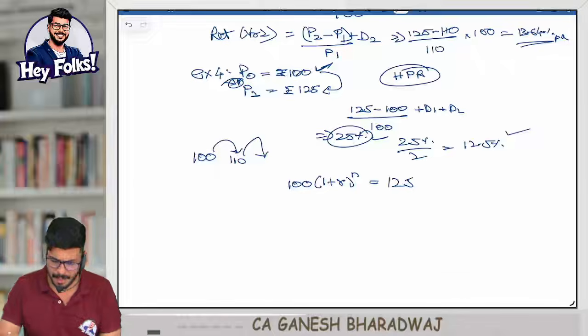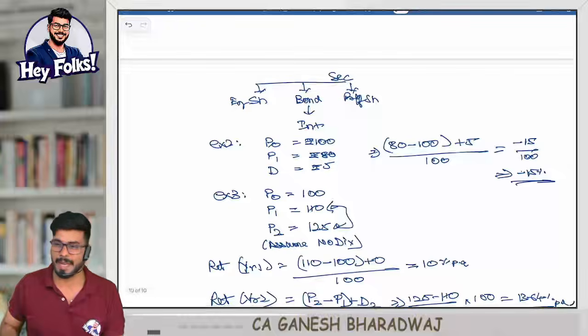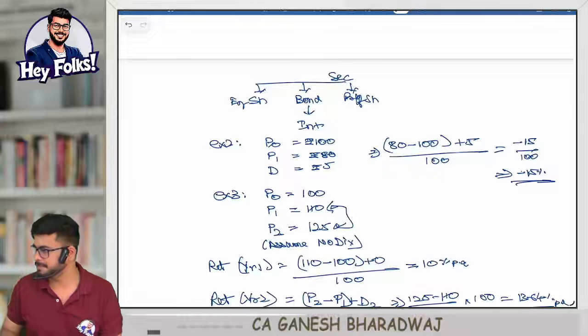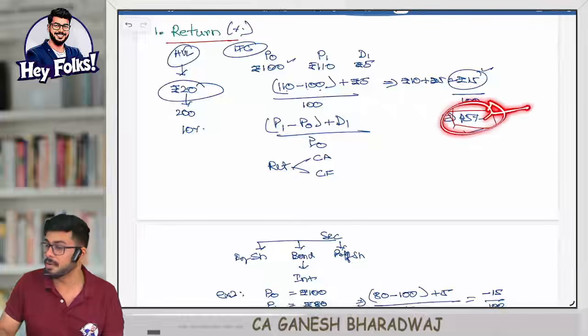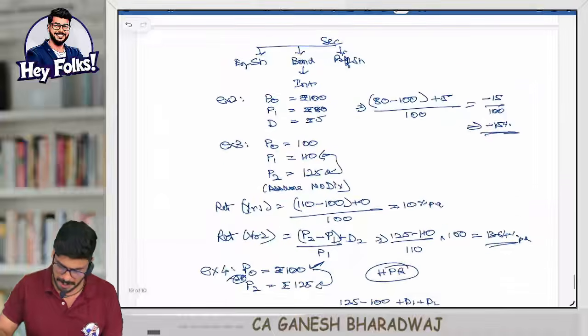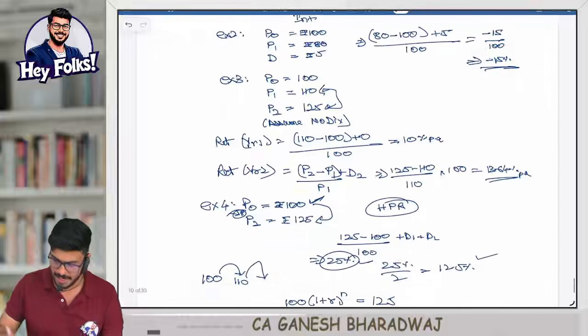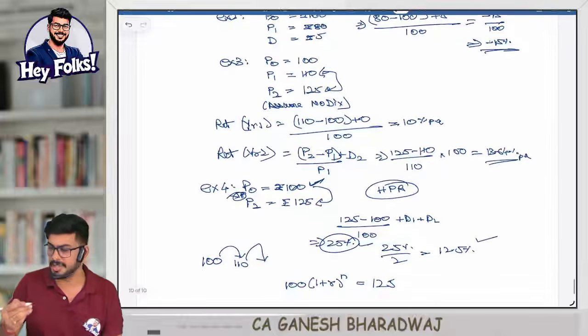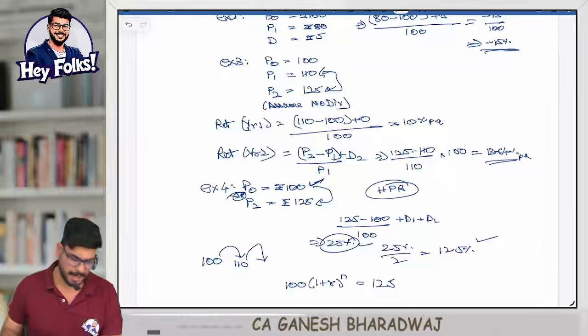Right. Now, sir, yes, we know how to calculate the return per annum. In the first example, the return we calculated was how much? 15%. In the second example, how much was the return? Minus 15%. And like this, we saw even the concept of holding period return. Is this clear, guys?